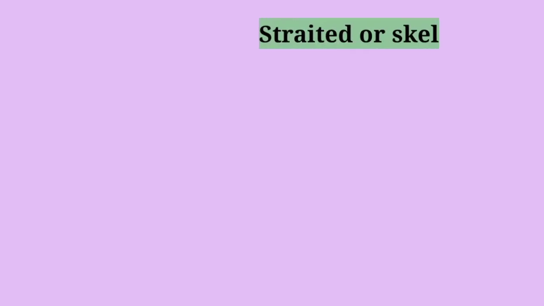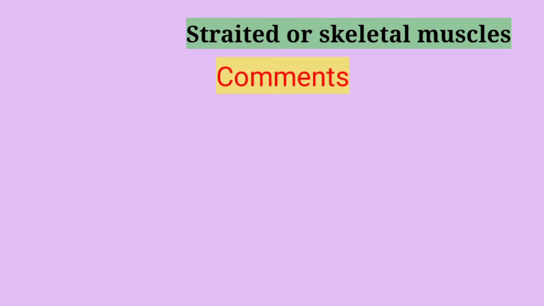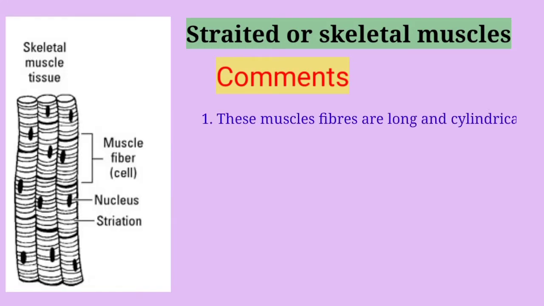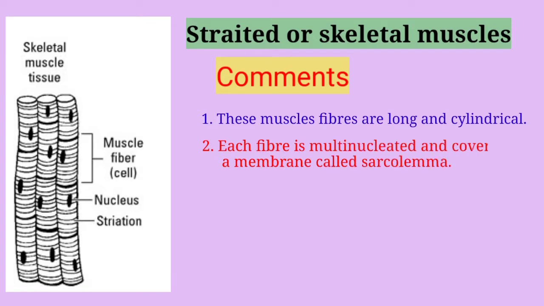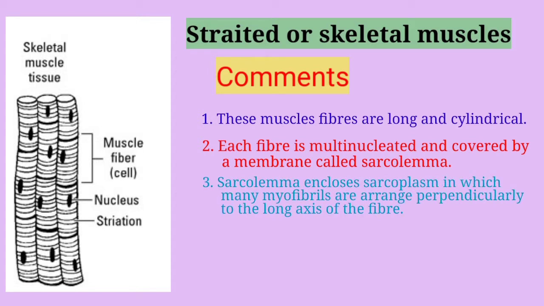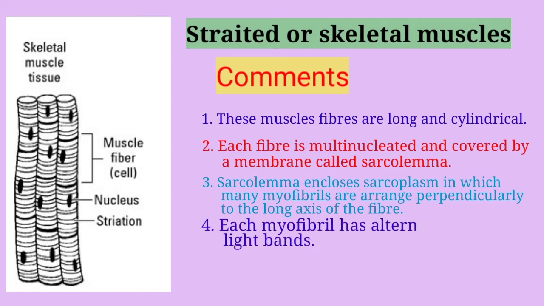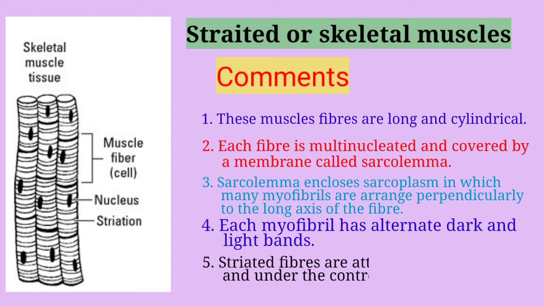Now come to the next slide, striated muscles or skeletal muscles. These muscle fibers are long and cylindrical, and they are multinucleated, covered by a membrane called sarcolemma. The sarcolemma encloses the sarcoplasm, in which the myofibrils are arranged. The myofibrils have alternate dark and light bands. Striated fibers are attached to the skeleton, and that's why they are under our will. So, they are voluntary muscles.